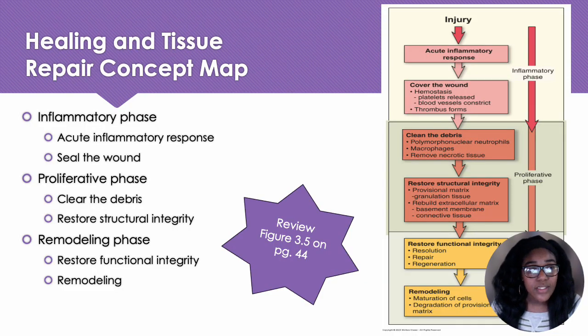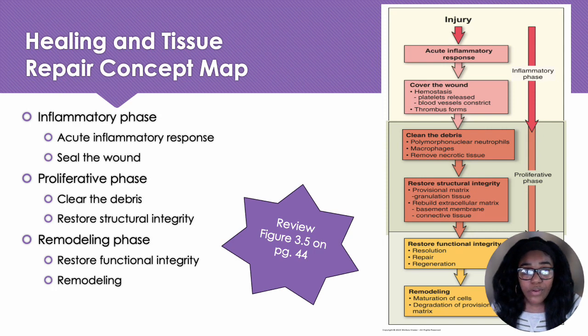So now we're going to discuss the concept of healing and tissue repair. This concept map falls in the place of the acute inflammatory response happening. That site of injury occurred and that first line of defense has been broken. Now we have that acute inflammatory response, and now that the inflammatory response has come and it has worked, the body is preparing to heal itself. So we have different phases of healing that we are going to discuss.